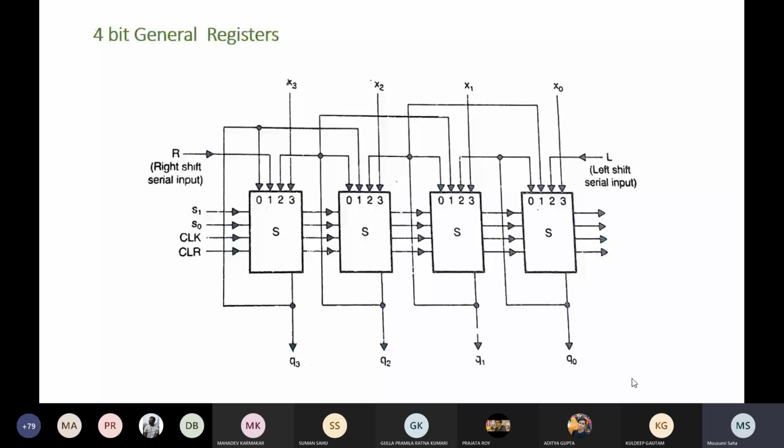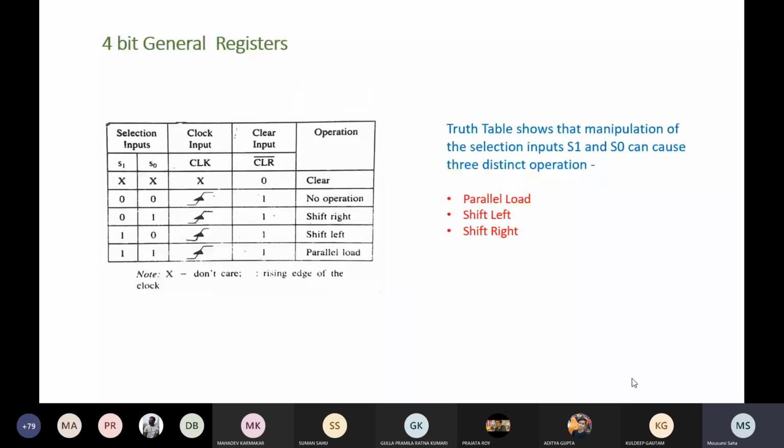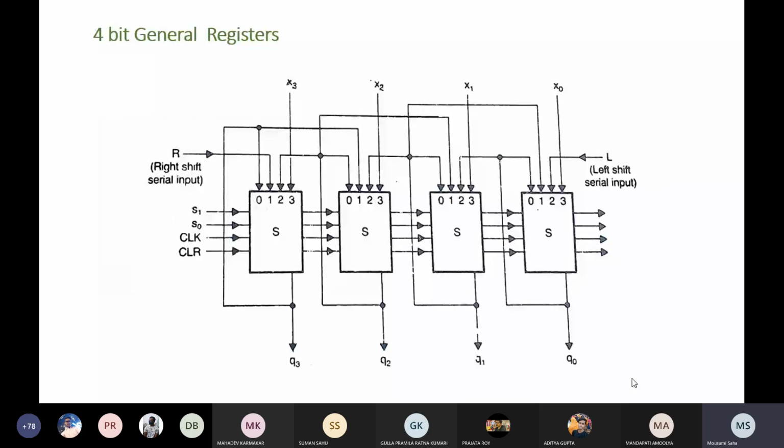So 0 0, no operation, means that the previous value will be continued. 0 1 means a shift right operation, 1 0 a shift left operation, 1 1 a parallel load operation. So whenever you design the circuit, at that moment you first assume what operations you want to do. Based on that you try to connect all the lines.